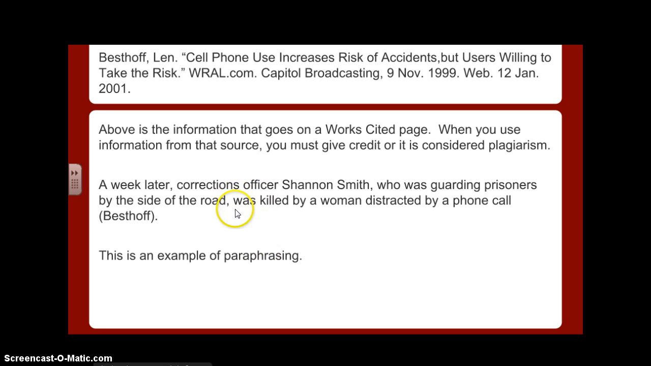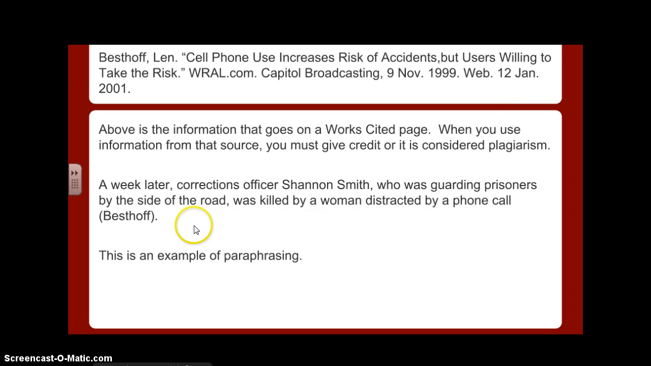So here we have a sentence from a research paper. A week later, corrections officer Shannon Smith, who was guarding prisoners by the side of the road, was killed by a woman distracted by a phone call. This is an example of paraphrasing. So the student read this article, looked at this website or article, and put this information in his or her own words. That's what paraphrasing means. However, they did not get this information on their own. They got it from this source.